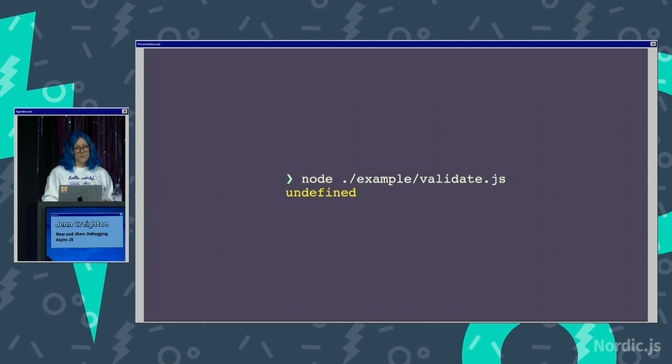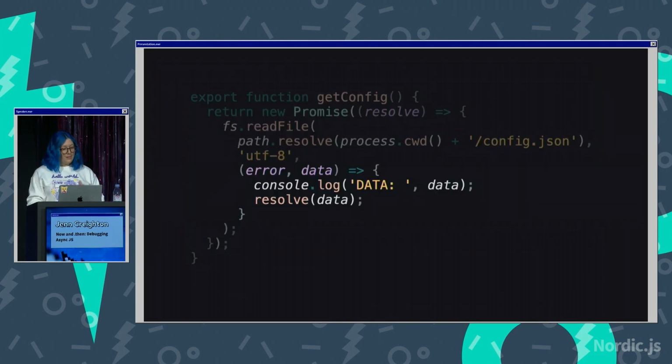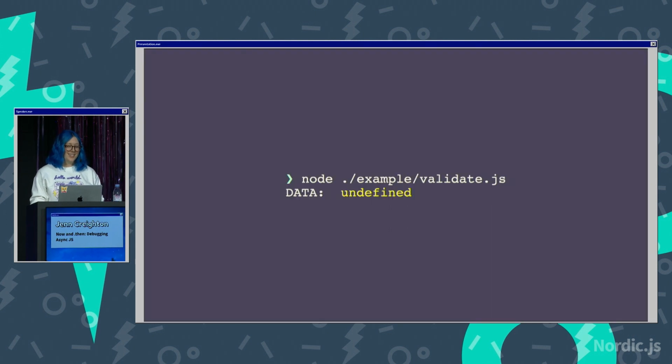Here's the thing, though. This should work. That code should actually work. So once again, handy-dandy console.log. Let's see what the data is. OK, the data itself is undefined. And knowing this, I'm going to check that the config file exists.